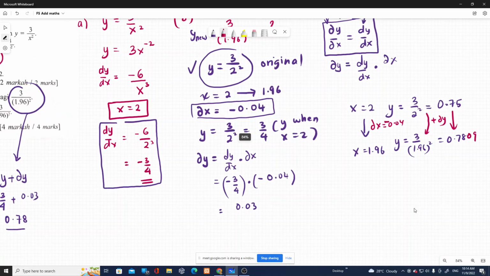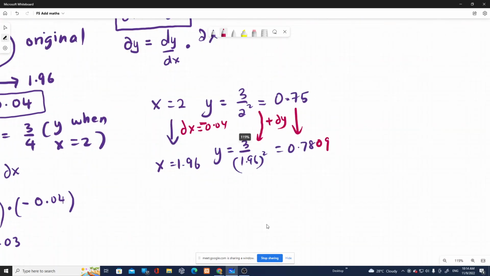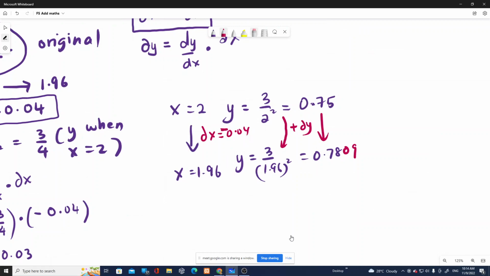Let me explain it properly one more time. See, this is what you get when you substitute into the calculator: x is 2, you get y equals 0.75. And this is what you get when you substitute 1.96 directly into the calculator.